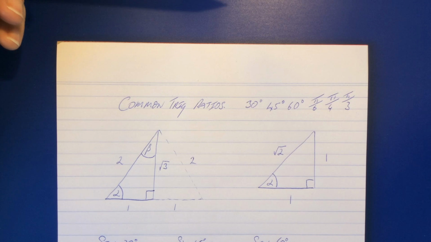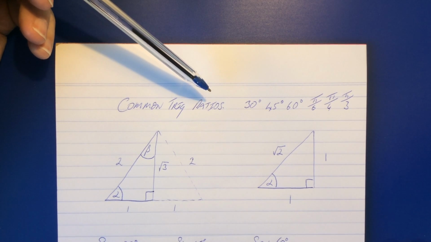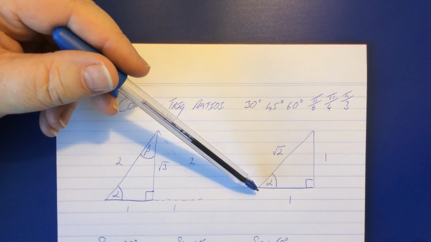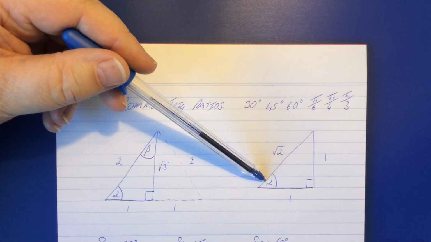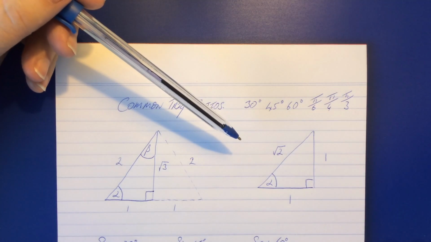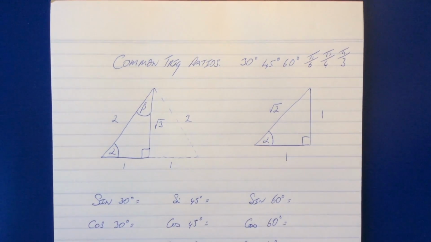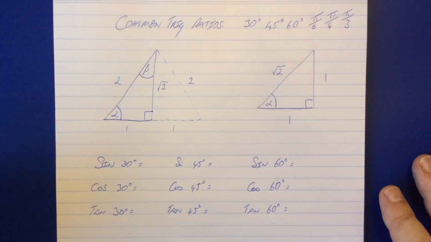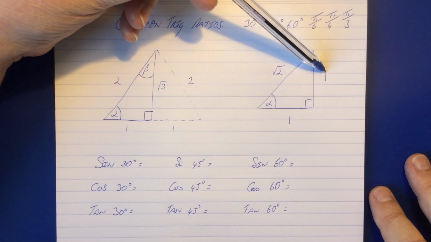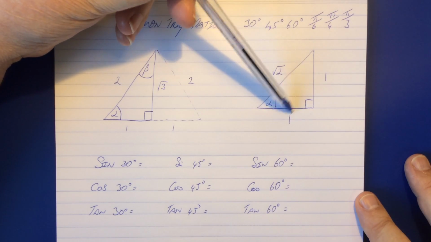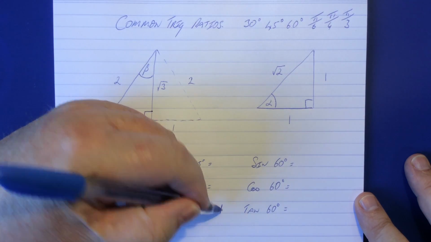Okay, so what does this allow us to do? Well, it allows us to work out the tangent, the sine and the cosine of 45 degrees as an exact value. And so that's what we're going to do. So the tangent of 45 degrees is the opposite over the adjacent, 1 over 1. The tangent of 45 degrees is 1.